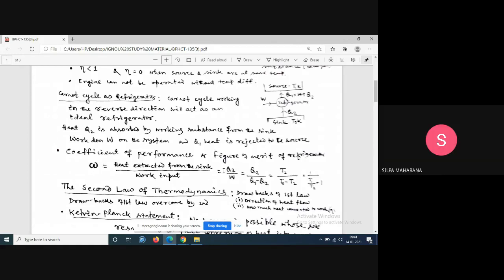Now the first question is, can we supply heat to every system? That means suppose you are at lower temperature and the system is at higher temperature. Can you supply heat? The first question. The first law is silent about that. It doesn't say anything about that. So we write the drawback is direction.